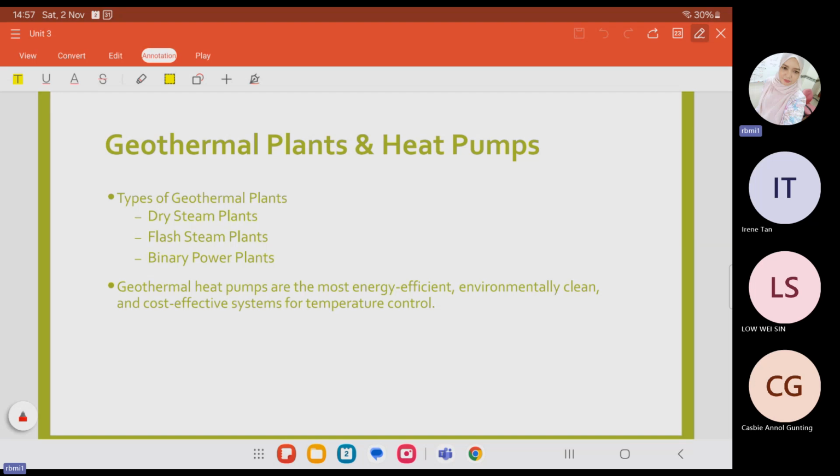We have three types of geothermal plants: dry steam plants, flash steam plants, and binary power plants. For binary power plants, most geothermal areas contain moderate temperature water, let's say below 200 degrees Celsius. And geothermal heat pumps are the most energy efficient, environmentally clean, pollution free, and cost effective system for temperature control.